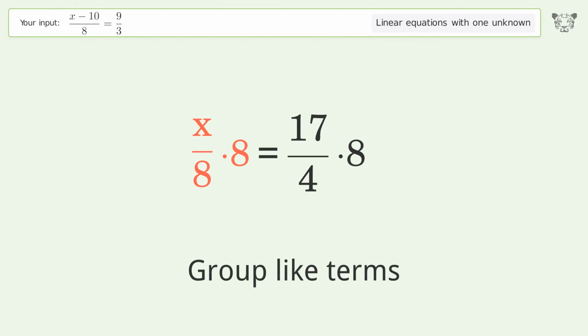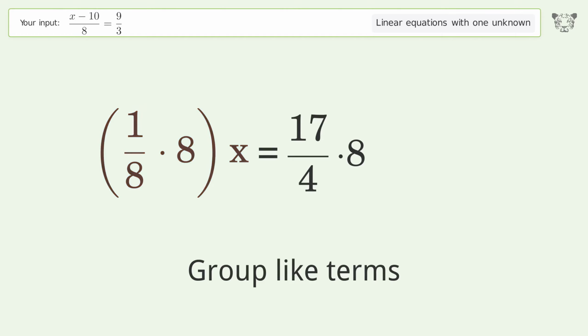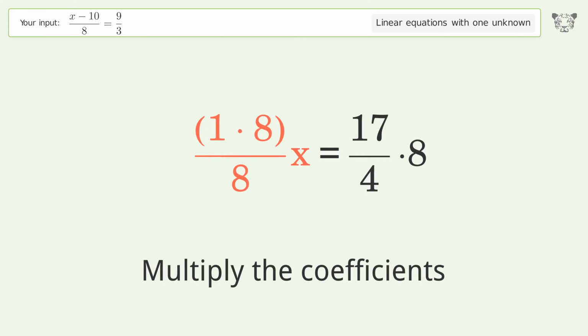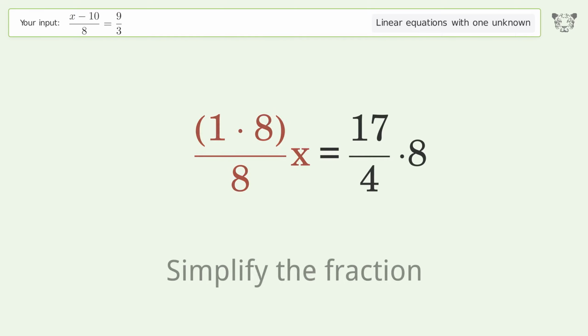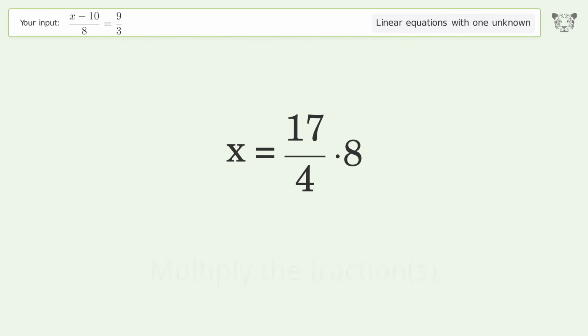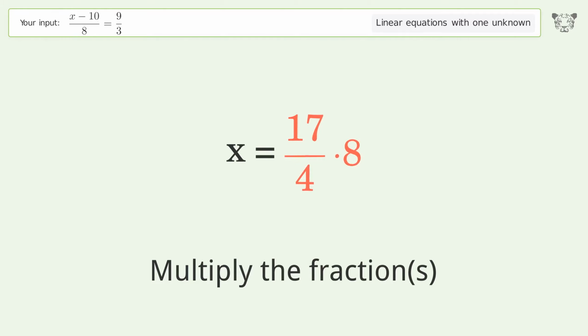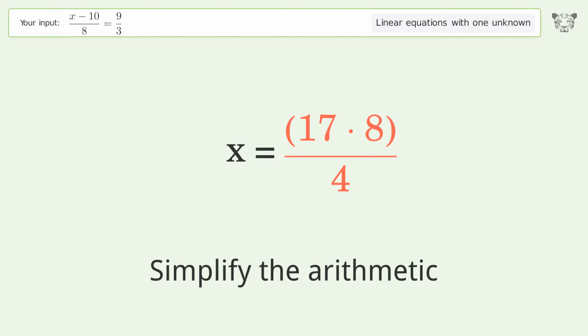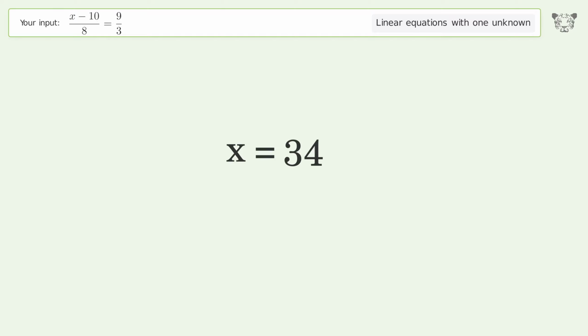Group like terms. Multiply the coefficients. Simplify the fraction. Multiply the fractions. Simplify the arithmetic. And so the final result is x equals 34.